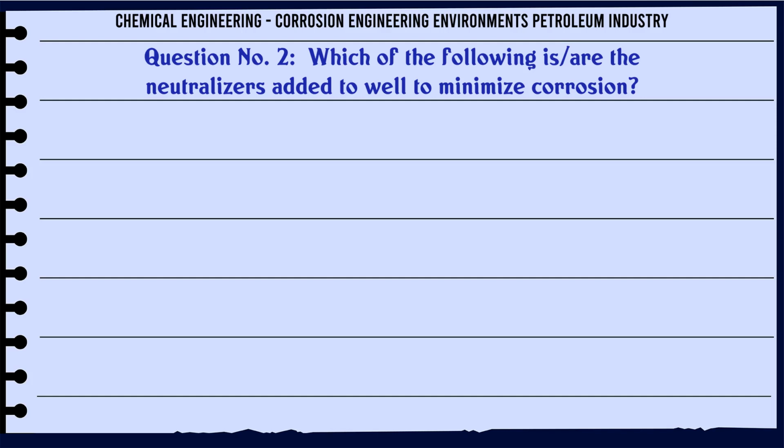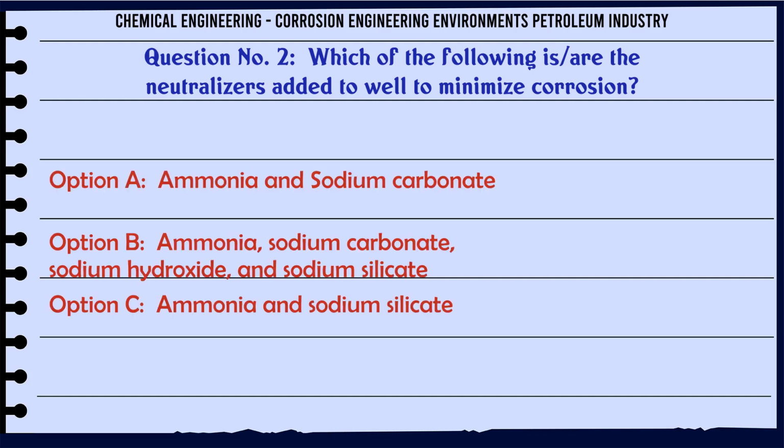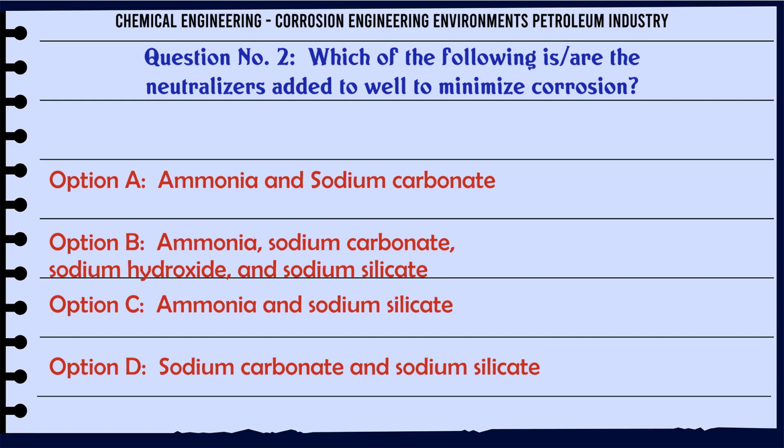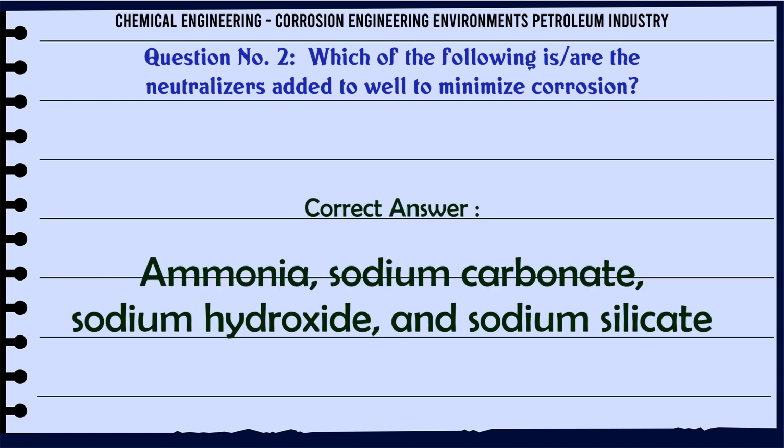Which of the following are the neutralizers added to well to minimize corrosion? A. Ammonia and sodium carbonate. B. Ammonia, sodium carbonate, sodium hydroxide and sodium silicate. C. Ammonia and sodium silicate. D. Sodium carbonate and sodium silicate. The correct answer is ammonia, sodium carbonate, sodium hydroxide and sodium silicate.